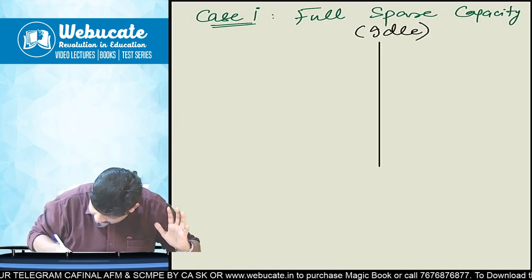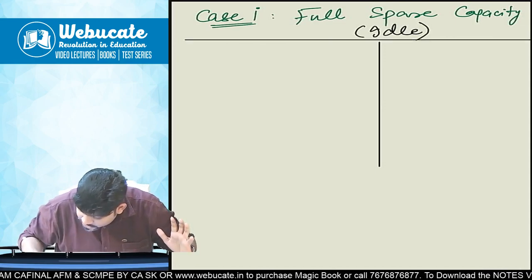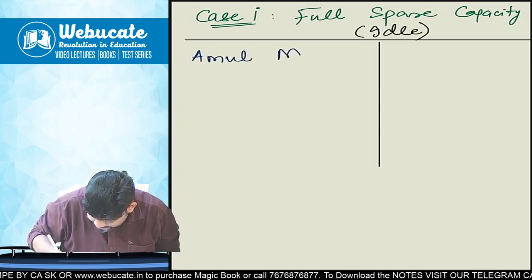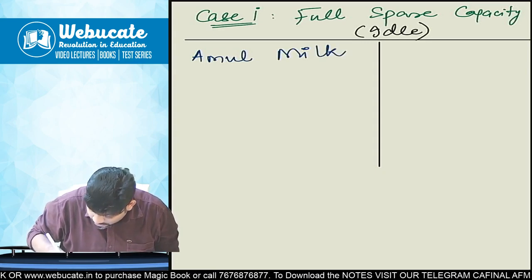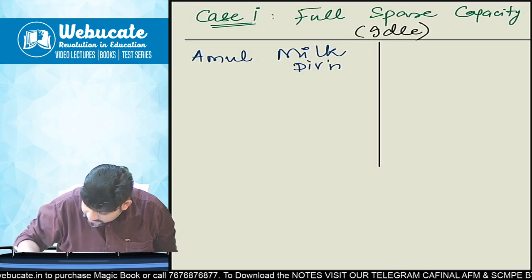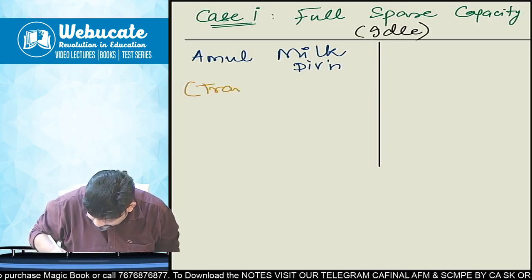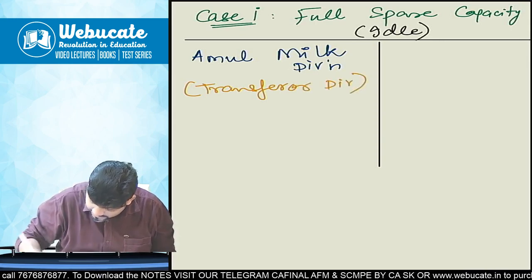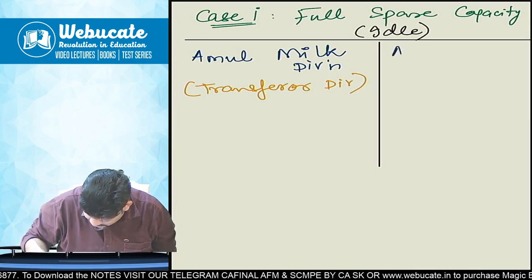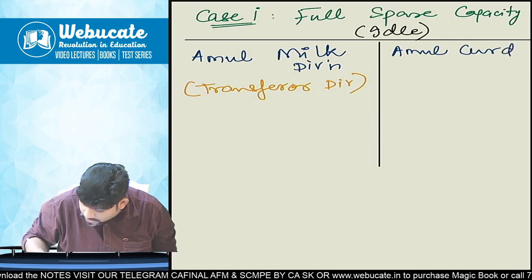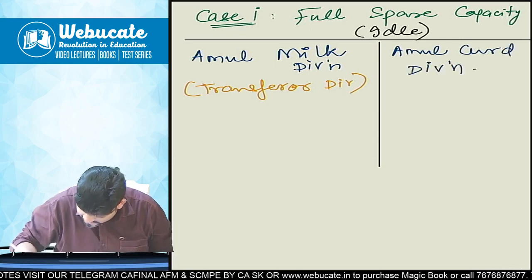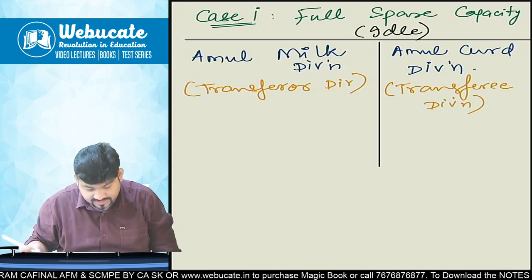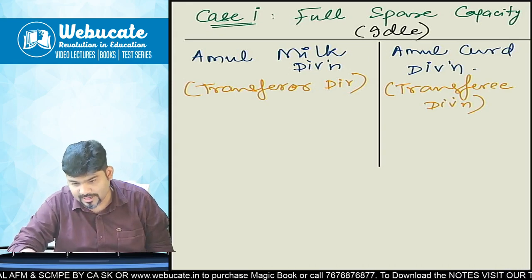Now, let's start with our example. First is the Amul milk division, which is nothing but my transferer division. And the other is the Amul curd division, which is nothing but my transferee division. Now I'm going to start with the example.